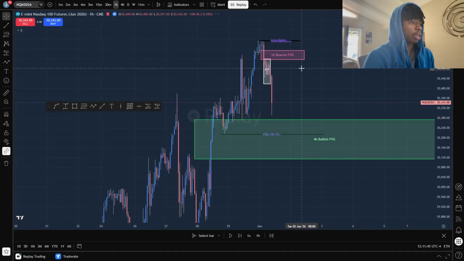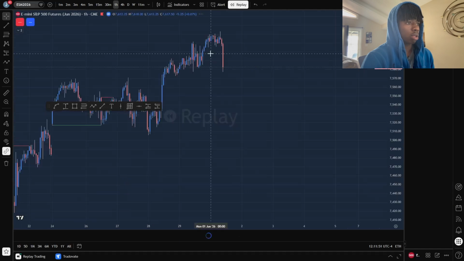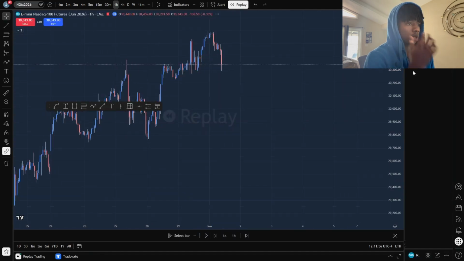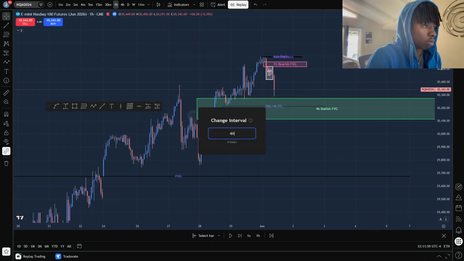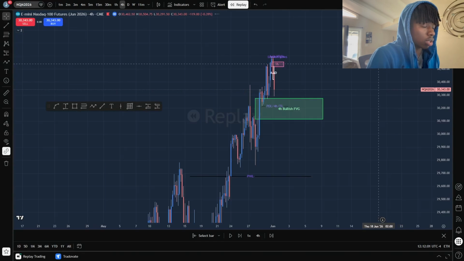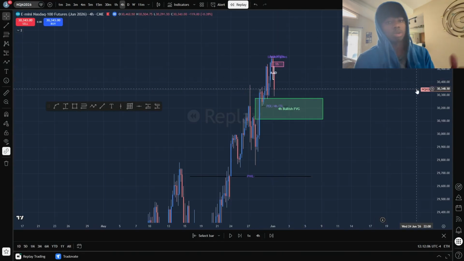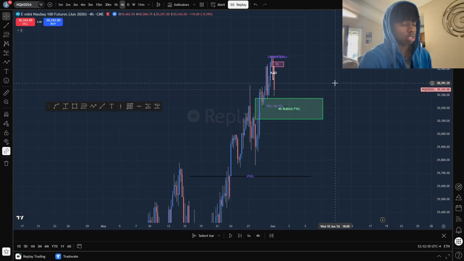We have a bearish SMT where ES has taken Asia highs and London lows, and NQ has not. And we were also pretty close to inversing this 4-hour. I'm in replay mode, so the candles are frozen, but we were pretty close to inversing this.